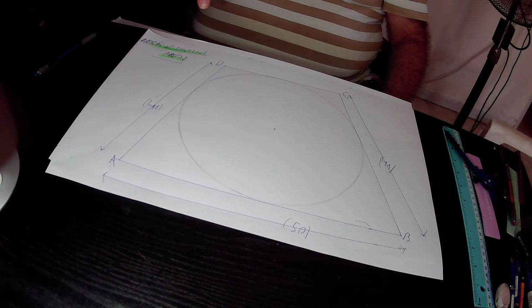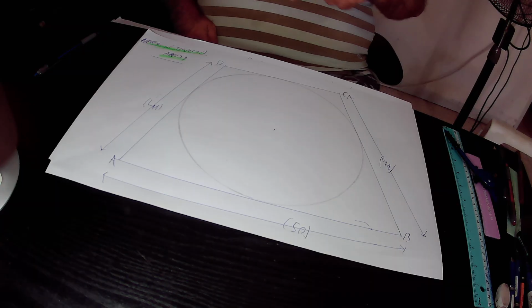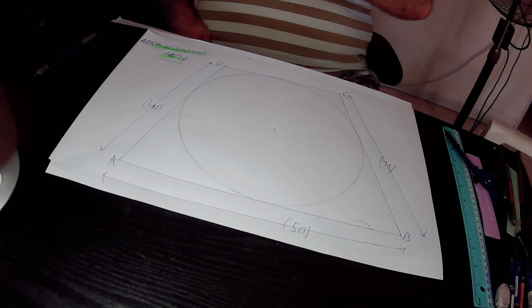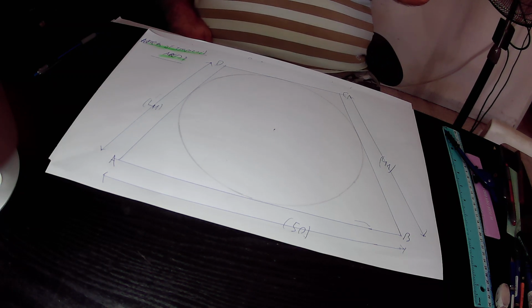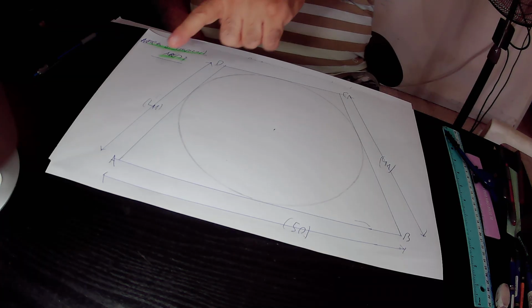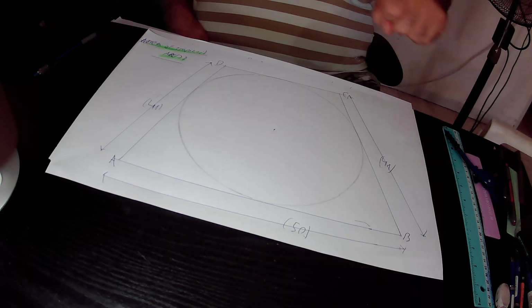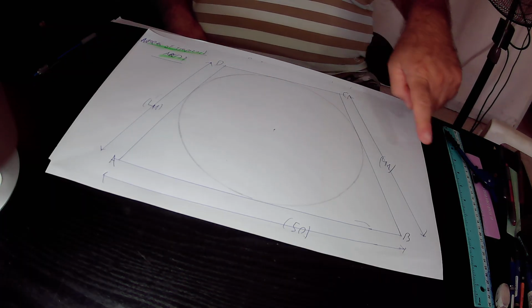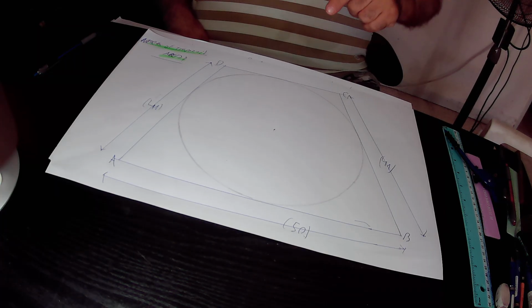In the drawing we have trapezoid ABCD, and the circle is inscribed in trapezoid ABCD. In addition, you know that side DA is equal to side CB, equal to 41 units in length, and side AB equals 50 units in length. Again, our task is to find out the area of this trapezoid ABCD.